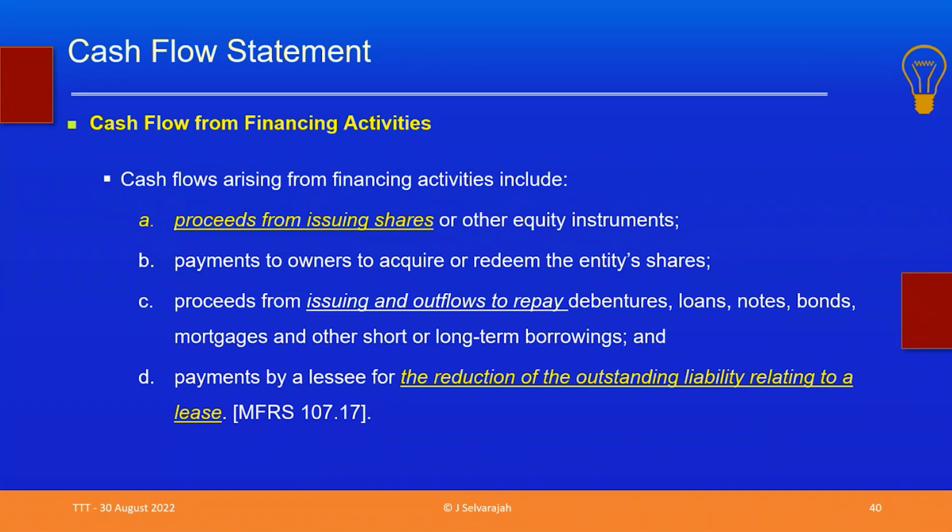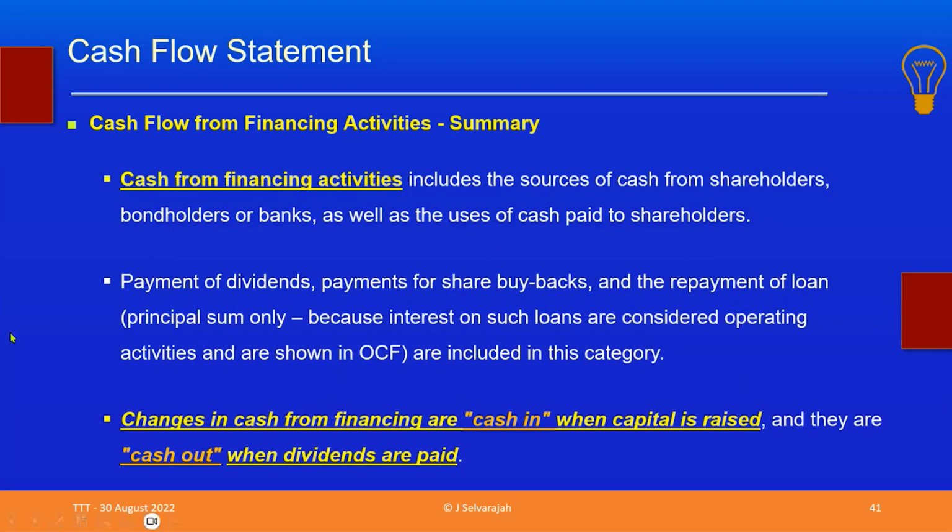So reduction of that liability will be, because you are the lessee, when you lease the property from somebody else, you have a right of use, you have a corresponding liability. So when you pay back, that will be the payment of a lease that they are talking about here. All right. Next one is, of course, cash from financing activities.